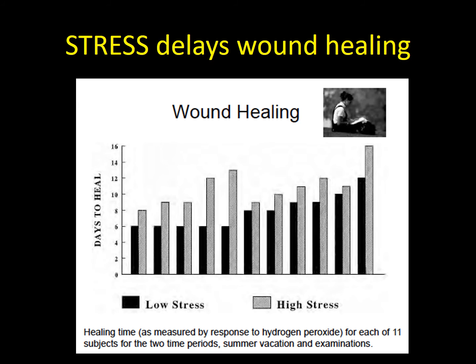Here are some data that bear that out. This study was conducted at the University of Michigan among undergraduate student test subjects. Researchers made a small standard size incision, usually on the back of the hand of the student, and then the student reported every day so that the researchers could measure how fast the wound was healing. And these wounds were made at two different periods. One during spring break, which was considered a low stress time for the students. And again during final exam week, which is considered a high stress time for the students.